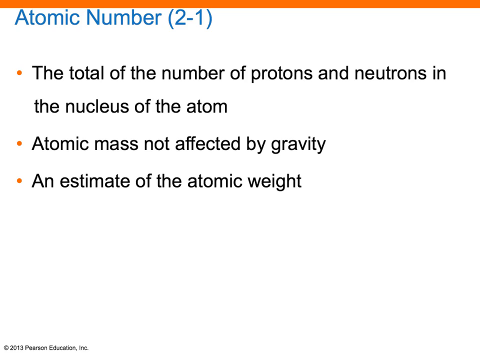The atomic number is the total number of protons in the nucleus of an atom. The total number of protons and neutrons in the nucleus of an atom make up the atomic mass. The atomic mass is not affected by gravity.